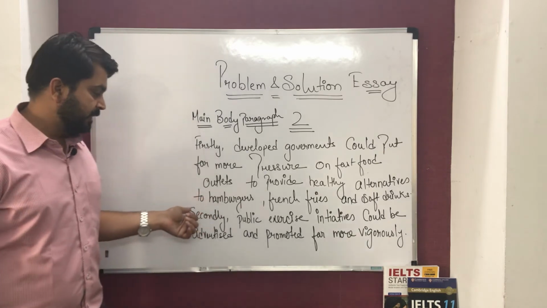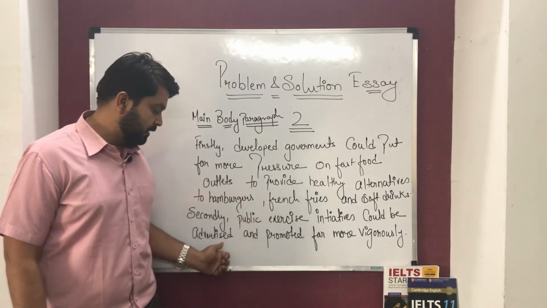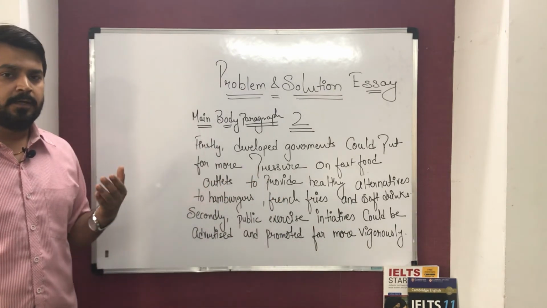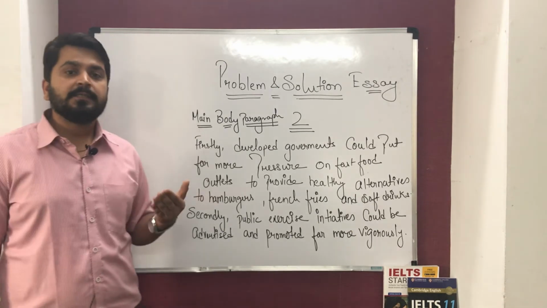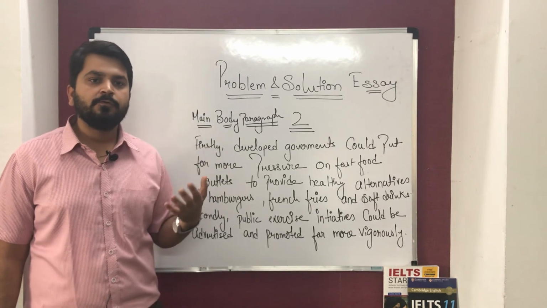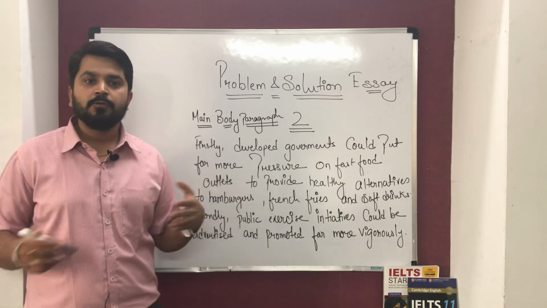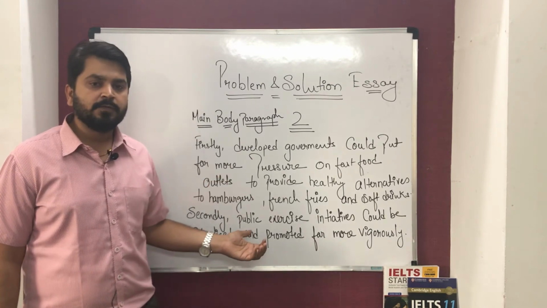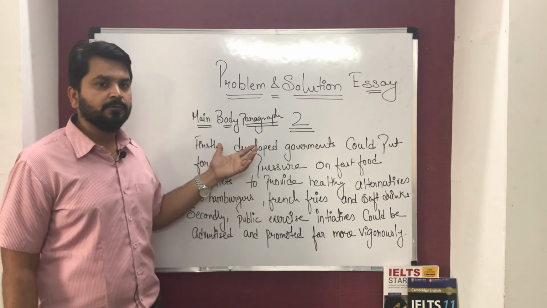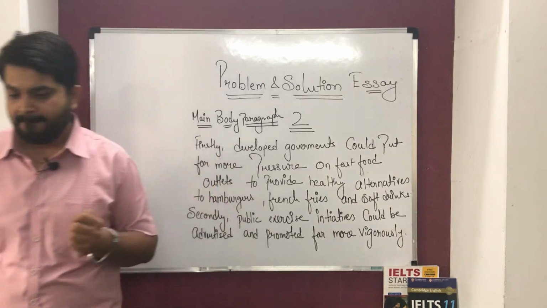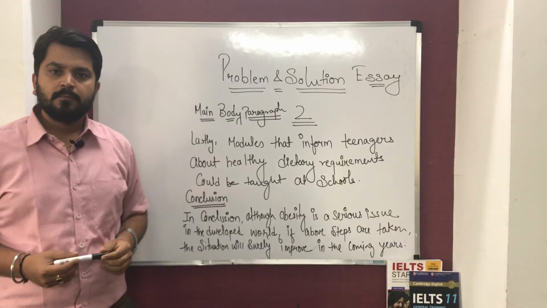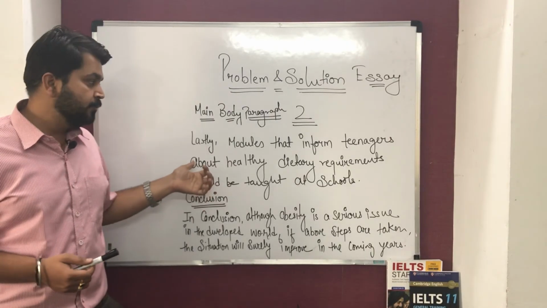Secondly, public exercise initiatives could be advertised and promoted far more vigorously. Governments should advertise and promote public exercise initiatives. Doing exercise in public places or in groups should be initiated by the government. So first solution, and then back to back the second solution has been added in this paragraph only. So back to back first, second and last solution you can see.